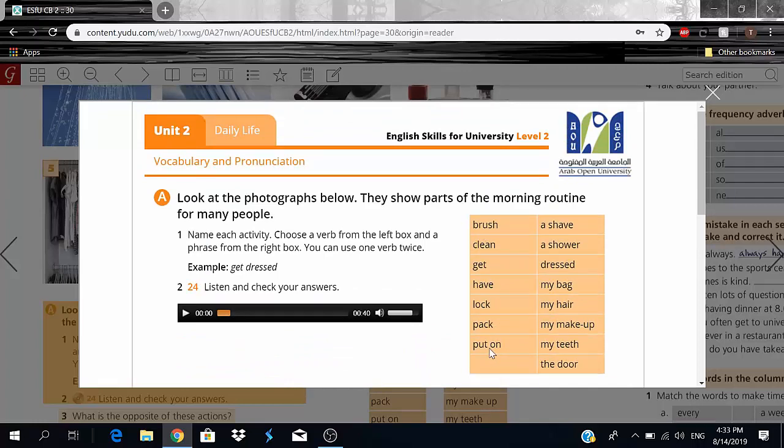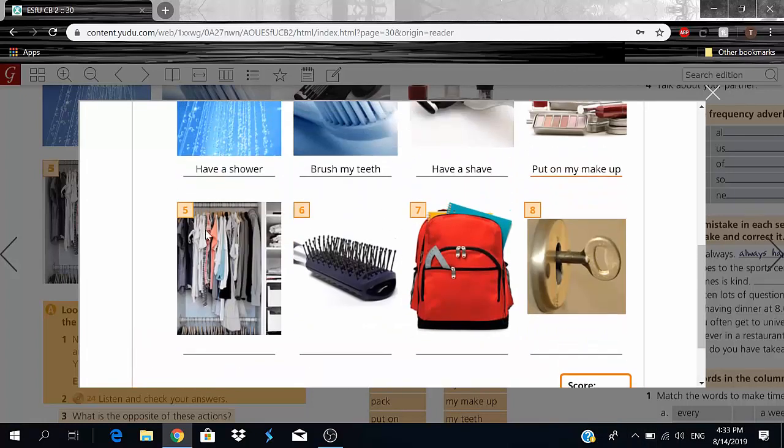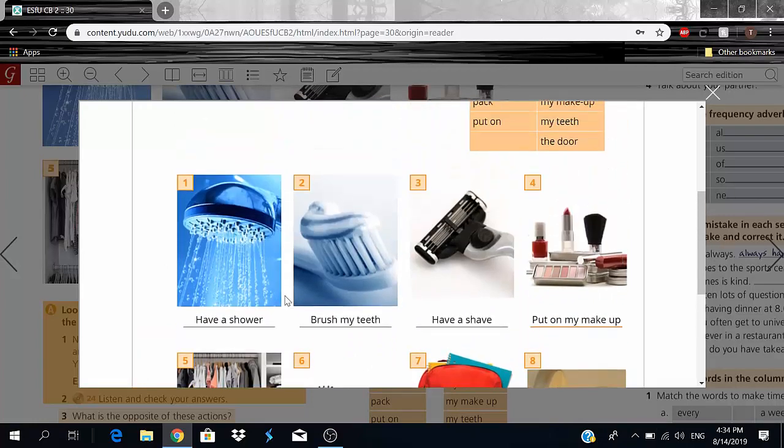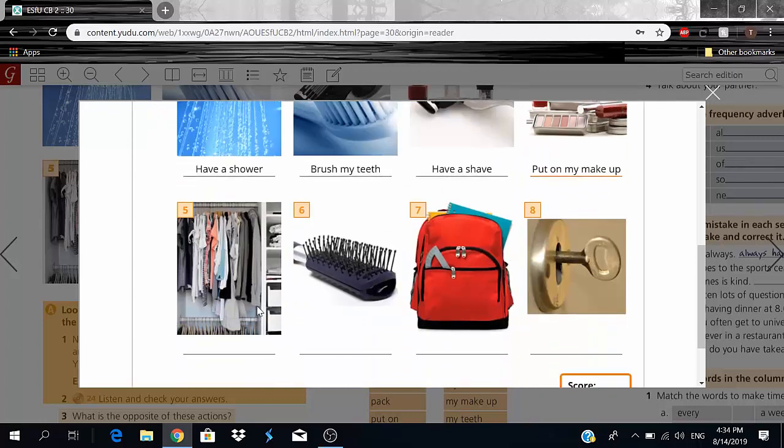Do we have put on? Yes, we do. So put on my makeup. Okay? Then we have number 5, obviously I'm pretty sure this is getting dressed, picking your clothes out. So do we have get? Yes, we do, get and dressed. So number 5, get dressed.